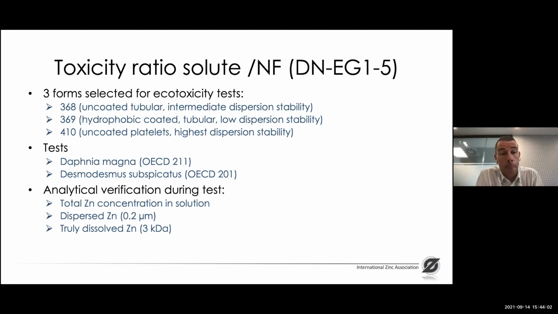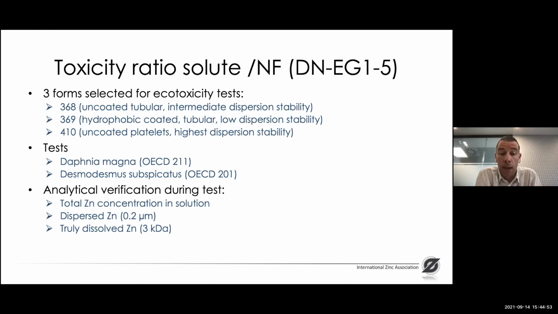Then finally, we looked at the toxicity ratio of the solutes versus the nanoforms. That was not done for all the forms, but 3 were selected. I presented these already. That's the uncoated tubular with an intermediate dispersion stability, then a hydrophobic coated, also tubular form with low dispersion stability, and finally the platelets that had the highest dispersion stability. 2 tests have been performed, a chronic Daphnia magna test and a standard algae test. Next to these 3 nanoforms, also zinc chloride has been tested. And then again, the same analytical measurements have been done.